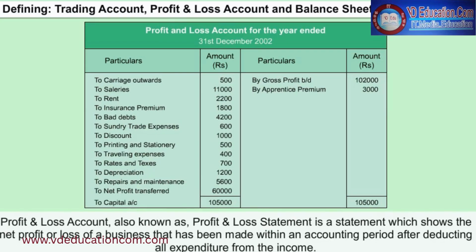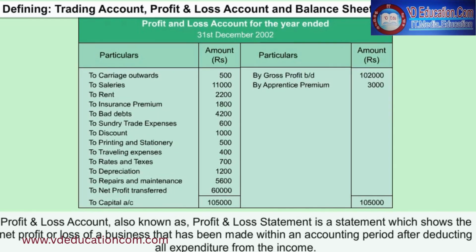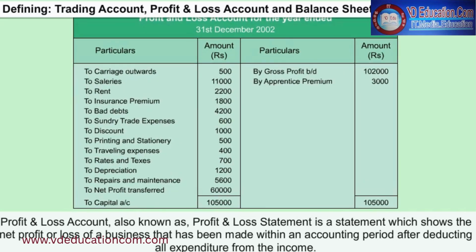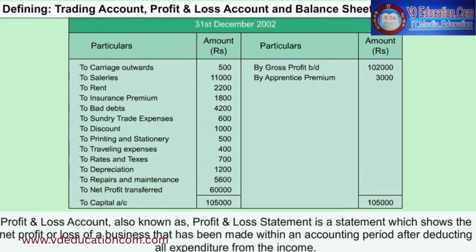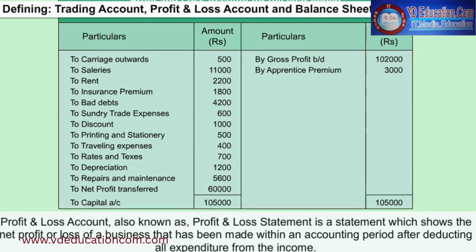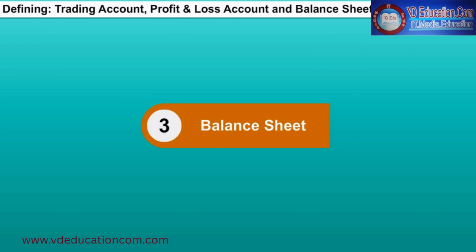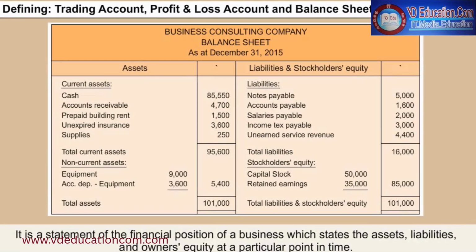Profit and loss account, also known as profit and loss statement, is a statement which shows the net profit or loss of a business that has been made within an accounting period after deducting all expenditure from the income. 3. Balance sheet. It is a statement of the financial position of a business which states the assets, liabilities, and owner's equity at a particular point in time.